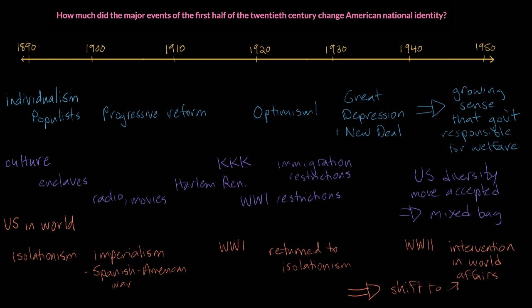It seems like the aspects of national identity that changed the most were the belief in individualism, which transitioned into a greater acceptance of the role of government in advancing citizens' welfare, and the belief in isolationism, which transitioned into the belief that the United States should intervene in world affairs. Which events were most crucial in changing those beliefs? I would say that the Great Depression was the most influential in altering individualism, and World War II was the most influential in altering isolationism.